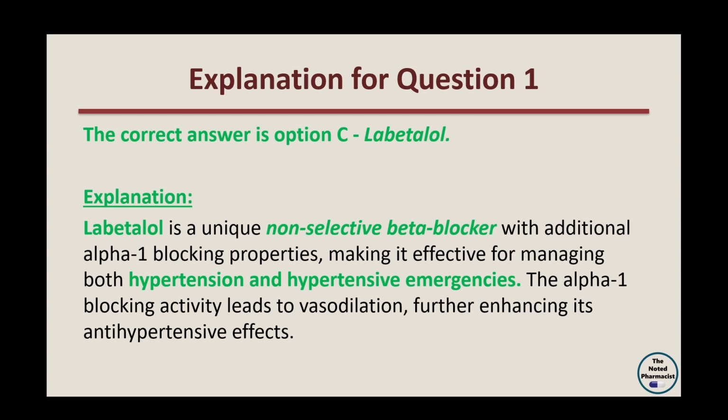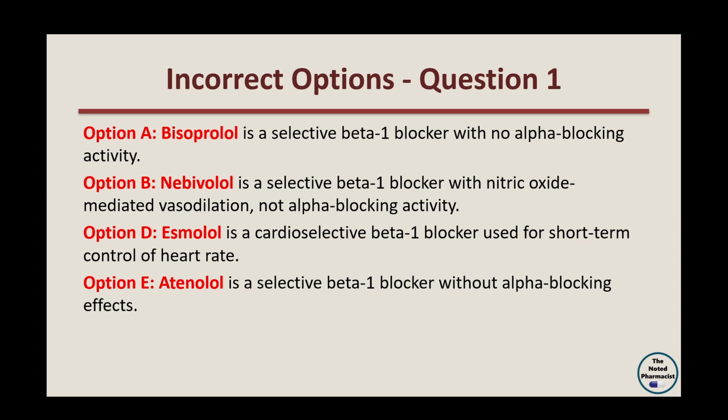Here is the explanation for incorrect options. Option A, bisoprolol is incorrect because it is a selective beta-1 blocker with no alpha-blocking activity. Option B, nebivolol is incorrect because it is a selective beta-1 blocker with nitric oxide-mediated vasodilation, not alpha-blocking activity. Option D, esmolol is incorrect because it is a cardioselective beta-1 blocker used for short-term control of heart rate. Option E, atenolol is incorrect because it is a selective beta-1 blocker without alpha-blocking effects.